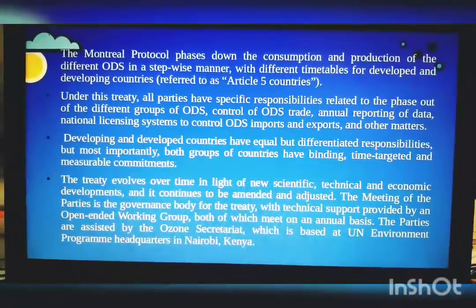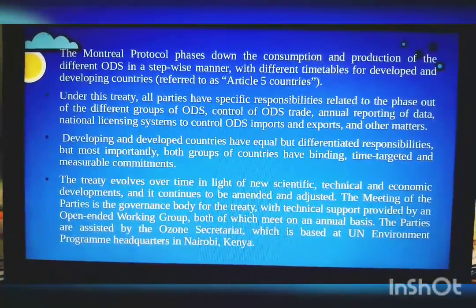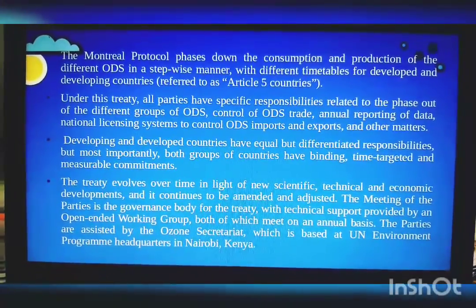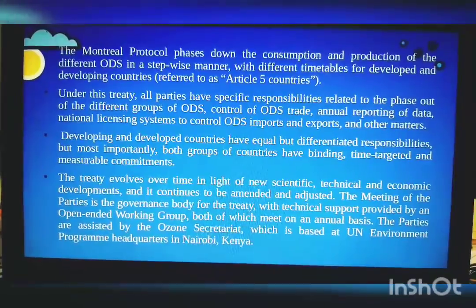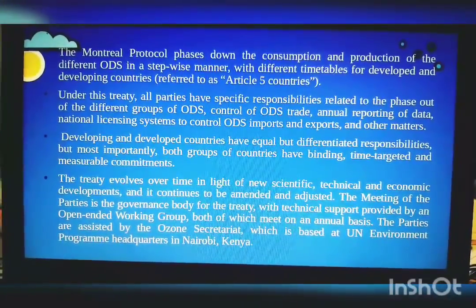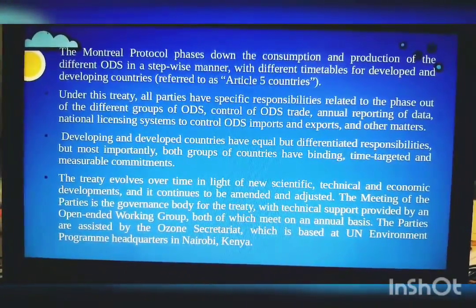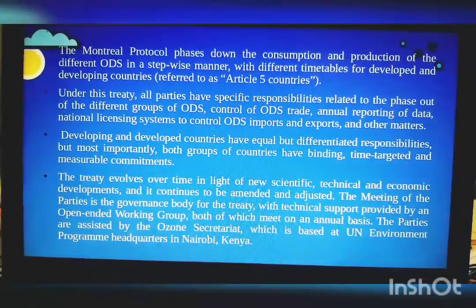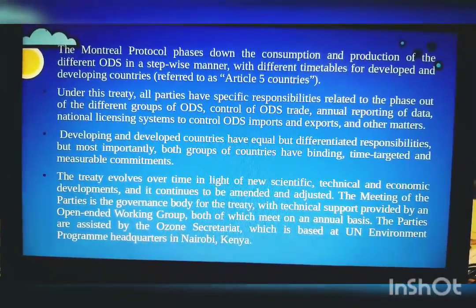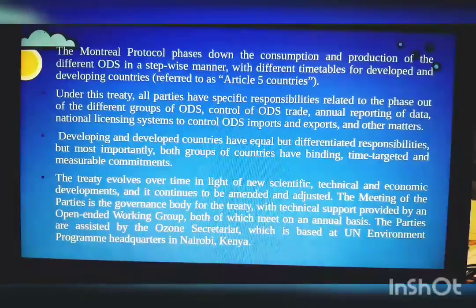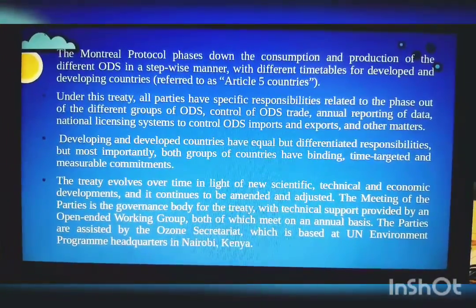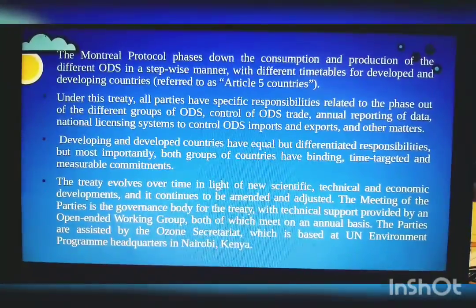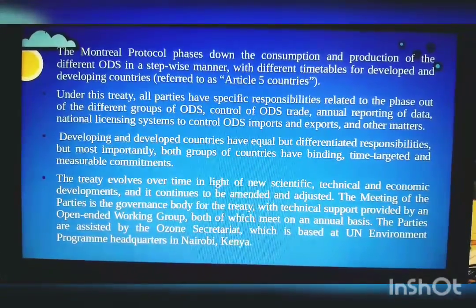The treaty evolves over time in light of new scientific, technical, and economic developments, and it continues to be amended and adjusted. The Meeting of the Parties is the governing body for the treaty, with technical support provided by the Open-ended Working Group, both of which meet on an annual basis. The parties are assisted by the Ozone Secretariat, which is based at UN Environment Programme headquarters in Nairobi, Kenya.